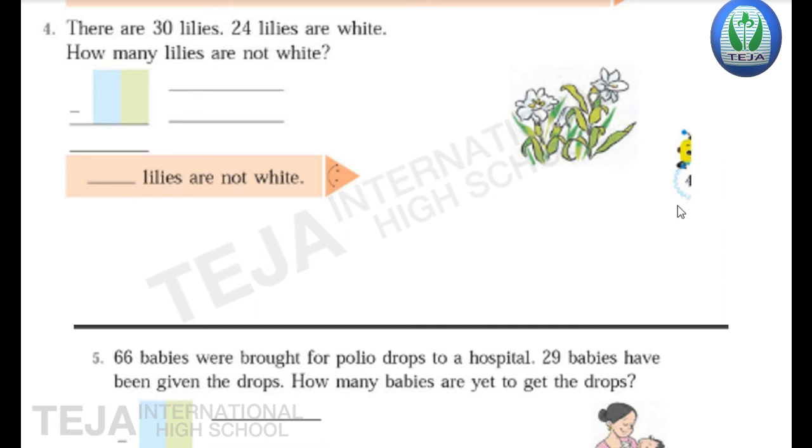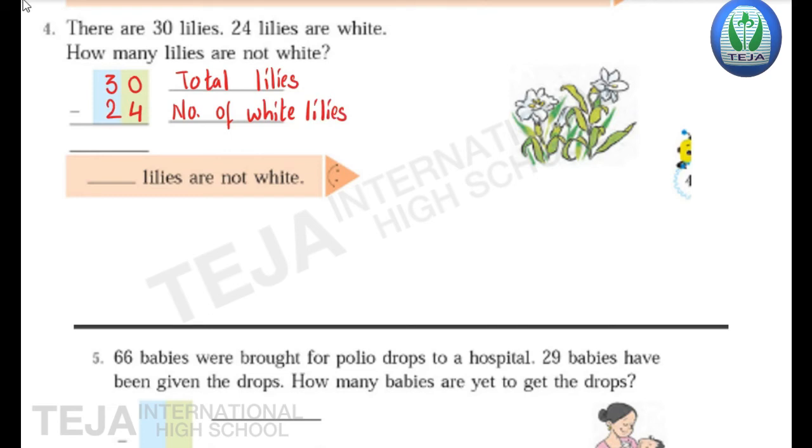As we know that white lilies are 24, you have to find the other color lilies. So what we have to do? You have to find the lilies which are not white. You have to subtract white. So you have to write total lilies. Total how many lilies are there? 30 lilies are there. From 30 you subtract the number of white lilies. How many white lily flowers are there? It's 24.